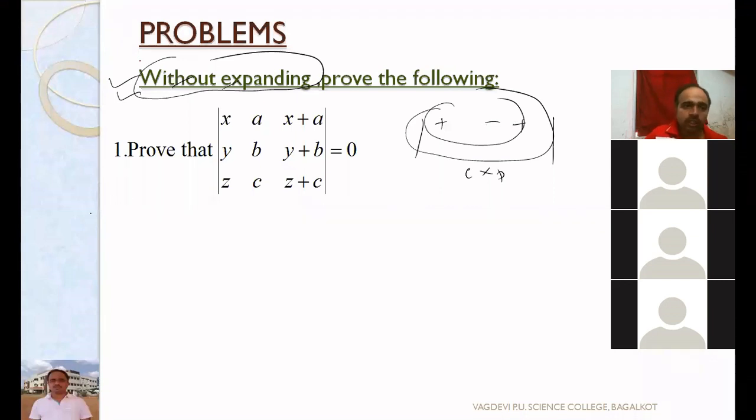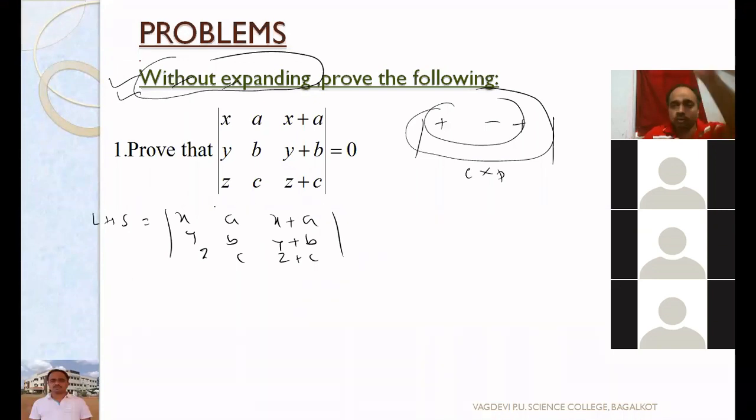But this question is without expanding. So how to do this? I will take the LHS, left hand side. So what is the left hand side? x, a, x plus a, y, b, y plus b, z, c, z plus c. Correct? So this is the left hand side. So what is the RHS? 0. I have to get 0. Without expanding, so plus minus plus, delete that row, column, write the minor. No, that you should not do. So using only properties, the 8 properties we have done. Using those 8 properties, you have to do this.